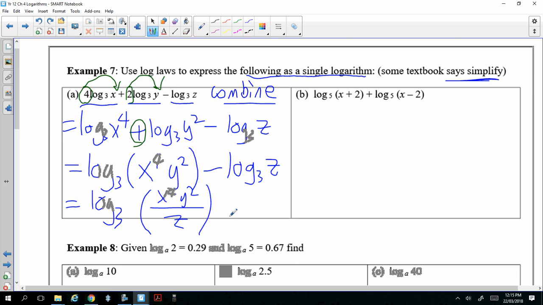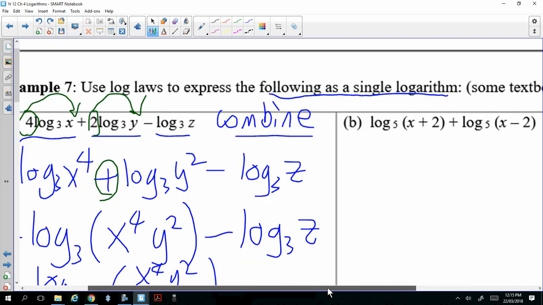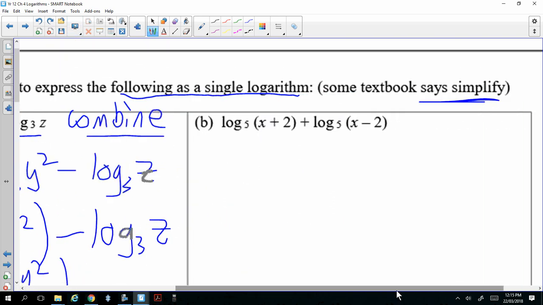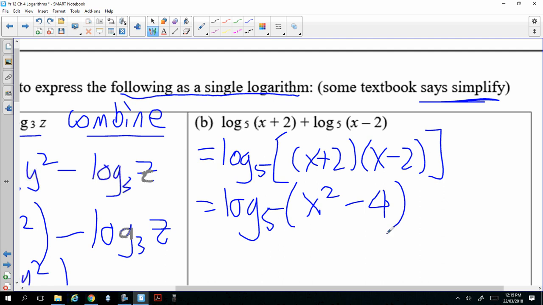Part B. Let's look at part B. Part B is you do log base 5, you times them together. So you go x plus 2, x minus 2. What's a fast way of doing the expansion? Difference of 2 squares. Very good. So it becomes x squared minus 4 is your final answer. Okay, done.